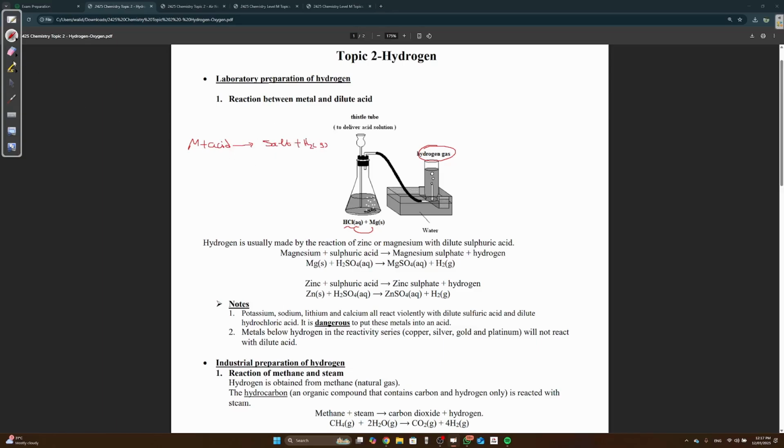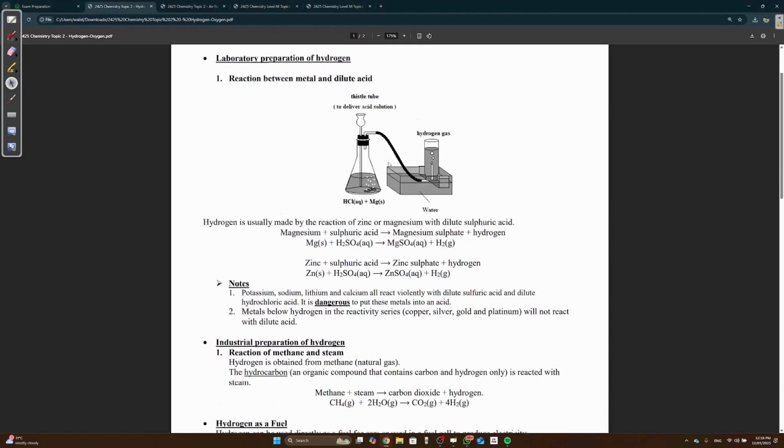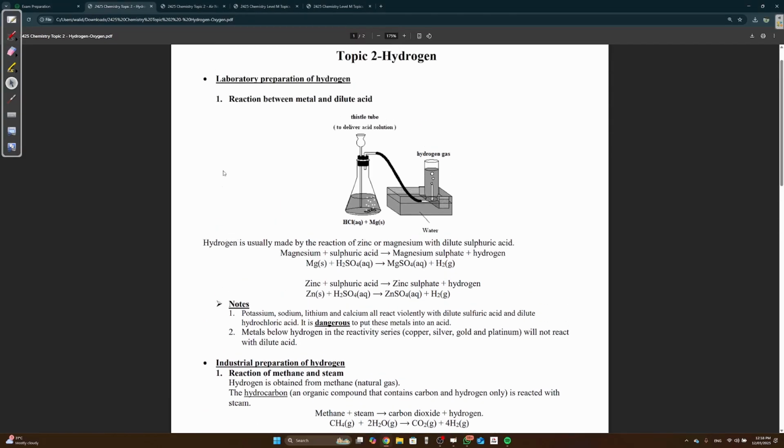Remember this from chapter 3, salt preparation. So basically they use this property of hydrogen to prepare it, and this is in the lab, because it's pretty slow. So let's take a look, read over it. Hydrogen is made by the reaction of a metal and an acid, right? So usually the metal is zinc or magnesium.